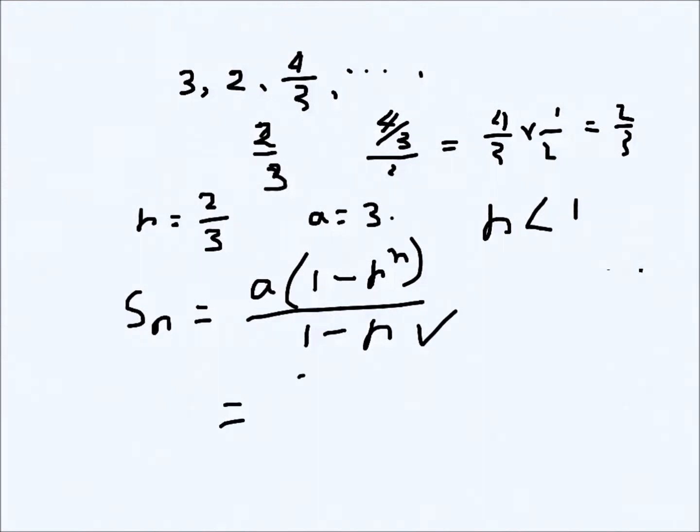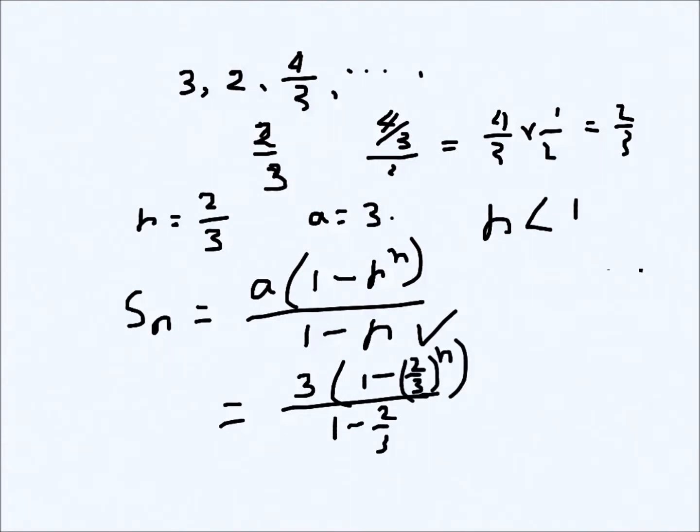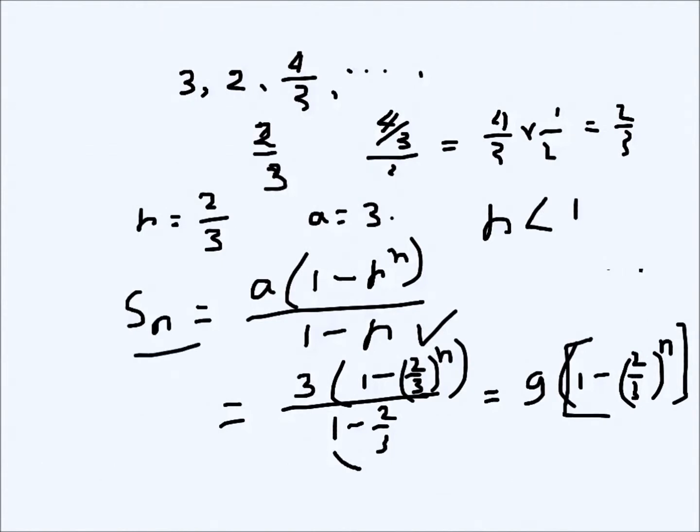So a is 3, and 1 minus r is 1 minus 2 over 3, and 1 minus 2 over 3 to the power n. If I do this division, it's 1/3 in the denominator and the 3 goes above, so it becomes 9 times the bracket 1 minus 2 over 3 to the power n. So this is the Sn. So this is the first one.